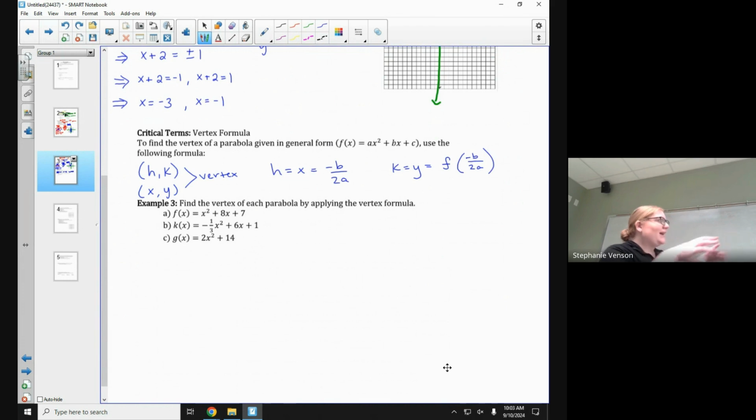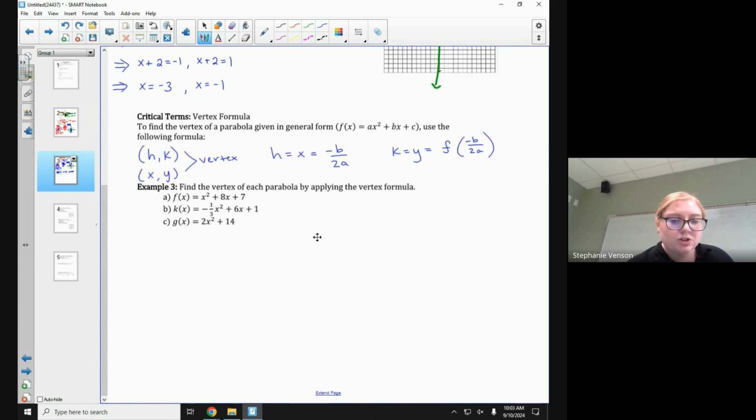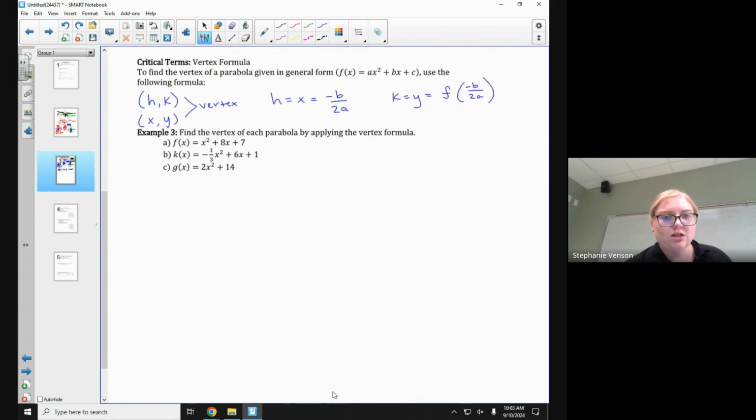Now, when we write that out as a formula, it looks way more complicated than it actually is. So that's why we're going to do example 3 together. I just gave you 3 different functions, all given in standard form, and we're going to find the vertex of each one using these formulas. All good? Okay. Here's A. We have f of x is equal to x squared plus 8x plus 7. And we're going to find the vertex of that quadratic function.